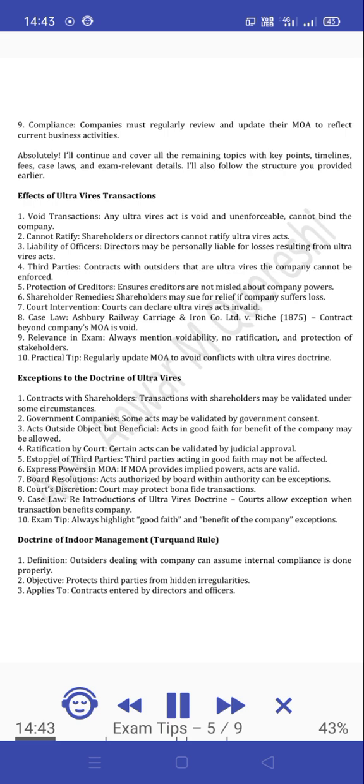Absolutely. I'll continue and cover all the remaining topics with key points, timelines, fees, case laws, and exam-relevant details. I'll also follow the structure you provided earlier.